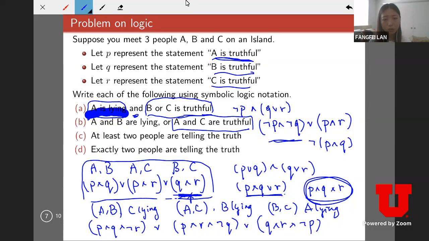So someone asked, do you need 3 of them to fully answer the question? Yes, you need all 3 possibilities. You need to consider all the possibilities, because let's say if we only have these 2 right here, it would be problematic when B and C are truthful and A is lying. It doesn't satisfy either one of these, but still it satisfies the statement. Exactly two people are telling the truth.